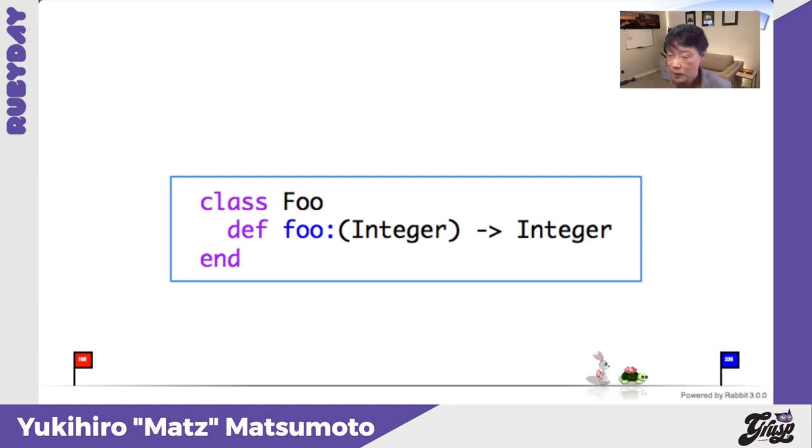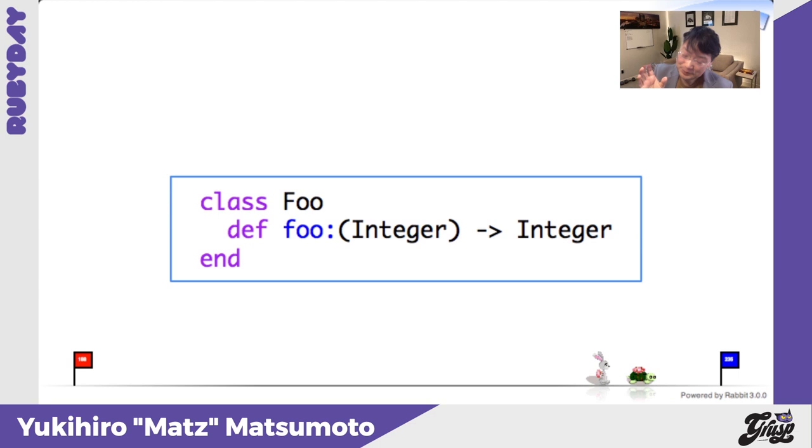Then TypeProf has a limitation. TypeProf is still a work in progress. For example, TypeProf cannot distinguish the tuple type, so a uniform array, like an array of integers or an array of strings or something like that, or a tuple-like array, where the first element is an integer, the second element is a string, the third element is a symbol or something like that.